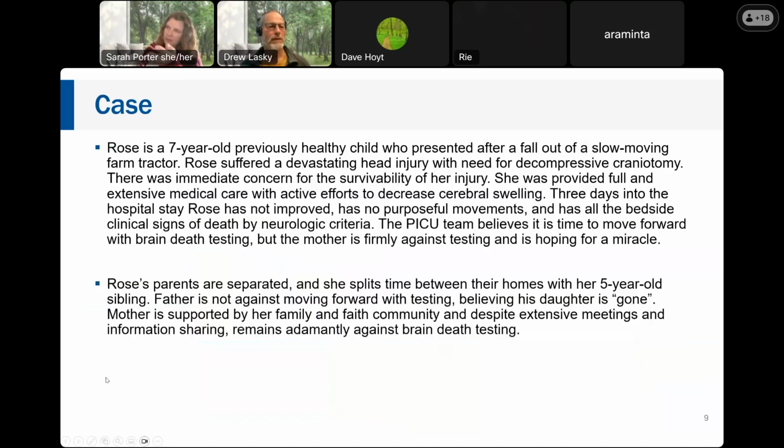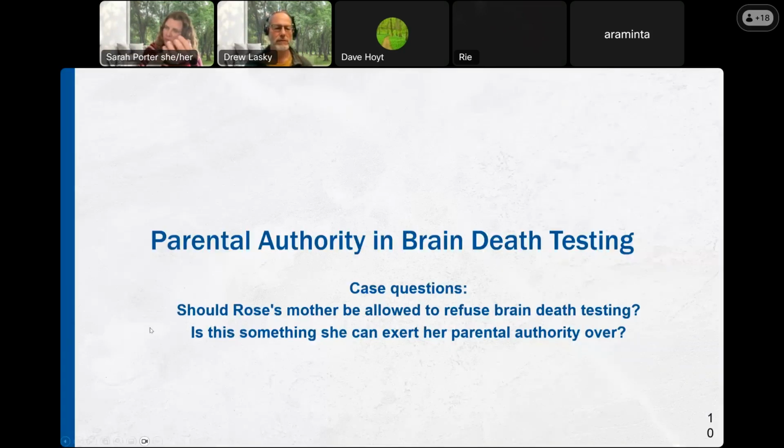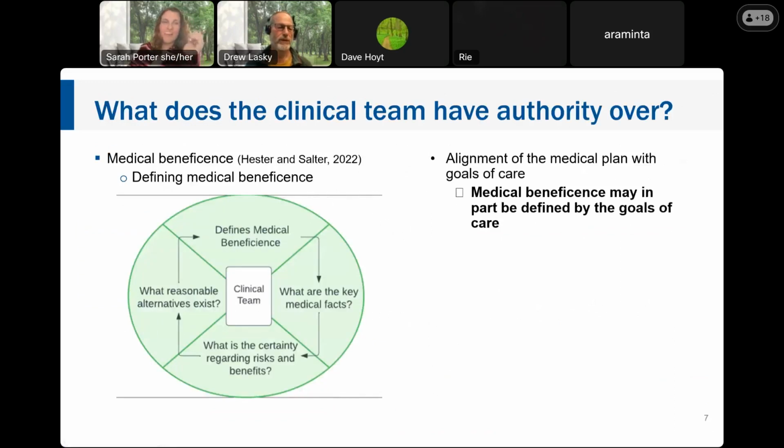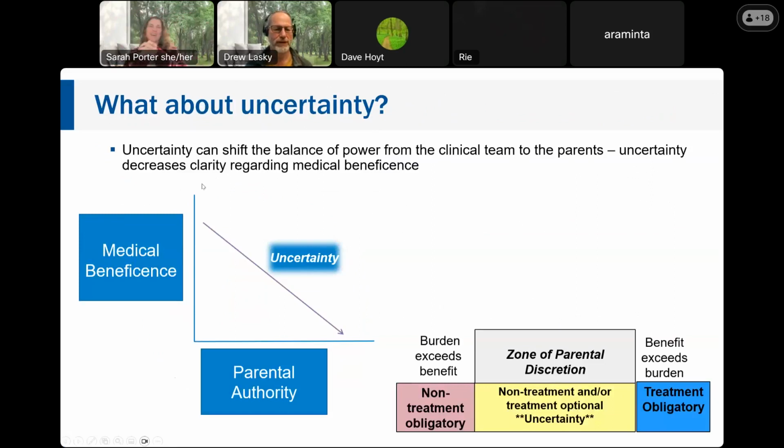And I think I just managed to jump. What's happening? I'm moving us forward slides, not back slides. Sorry. There we go. You can go up one more. All right, there we go. What's good about uncertainty, Drew?